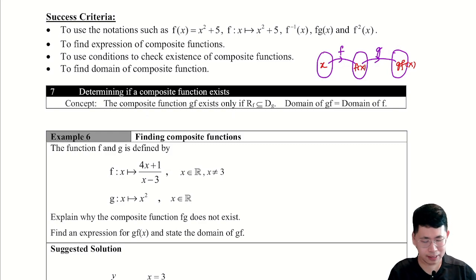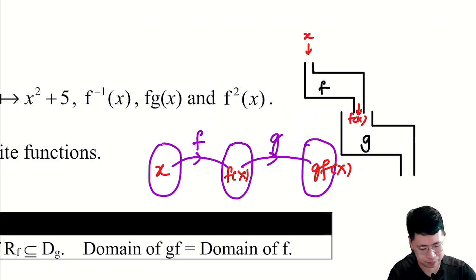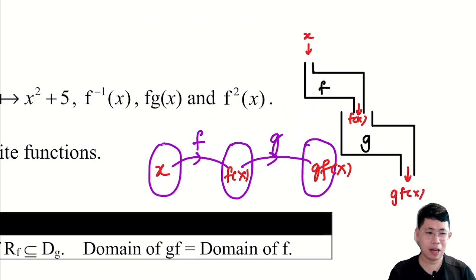Now let's take a look at the condition so that the composite function exists. Once again, we put x through the function machine of f, and over here we get an output f(x). This f(x) will pass through the machine for g, and the output would be g of f(x), or written in short without the bracket, just gf(x).